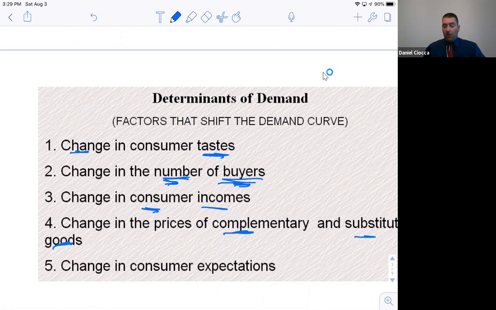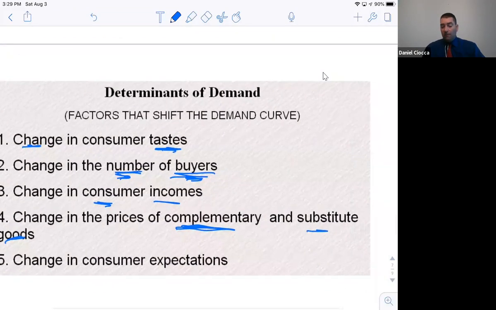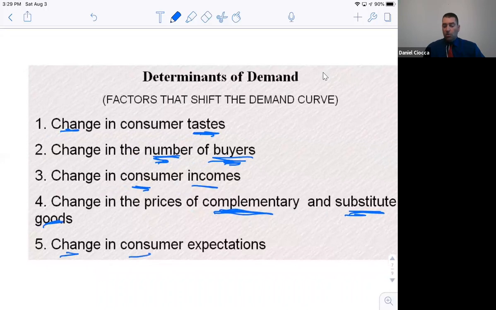We've seen what happens not when there's a change in the price of the product, but a change in the price of a complementary good, something that goes with the product, or a substitute good, something that takes the place of the product. The last one is a change in consumer expectations. Okay, well, imagine you're sitting on your couch and you're thinking about going down to the local store to purchase one of those big, brand new, flat screen, humongous 90-inch televisions.